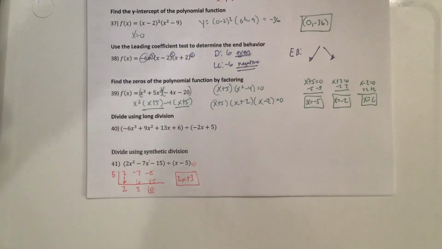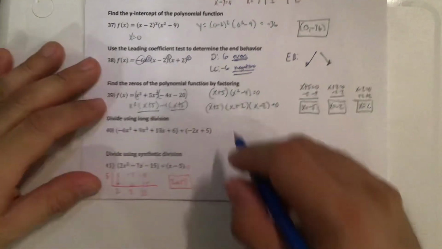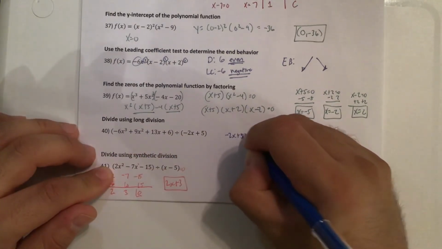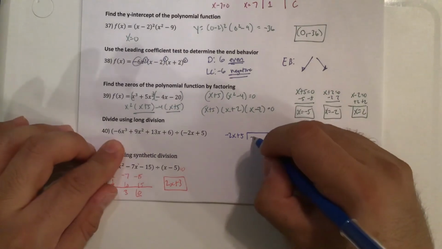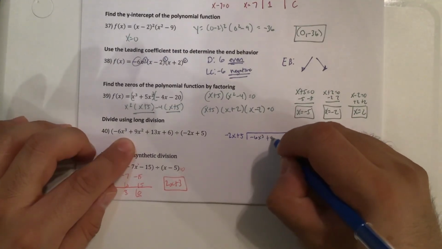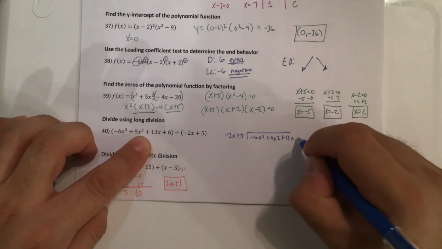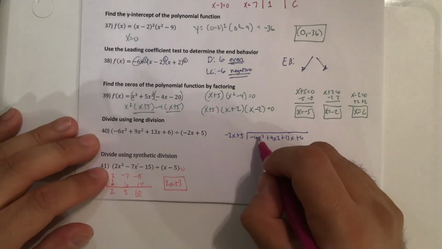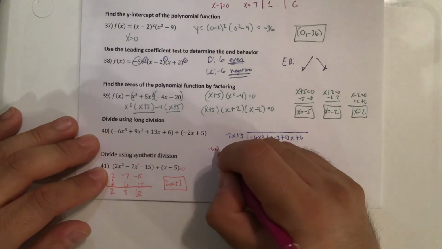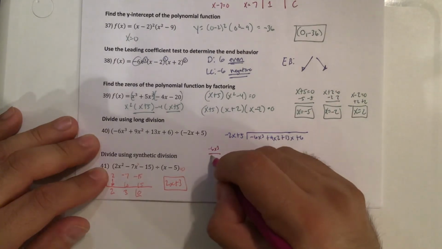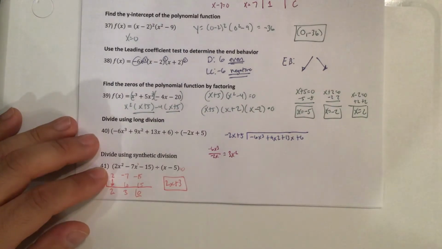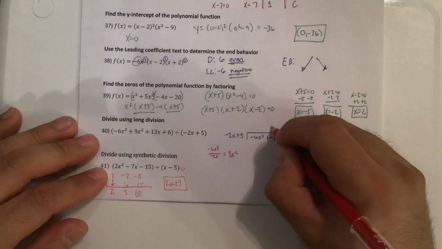All right, and for the last one, number 40, I'm going to go ahead and do long division here. So I'm going to set it up. Negative 2x plus 5 is my divisor, and there are no missing powers. For my dividend, I have negative 6x cubed plus 9x squared plus 13x plus 6. We're going to go ahead and divide these. We take the leading term of the dividend, negative 6x cubed, and divide it by the leading term of the divisor, negative 2x, which gives me 3x squared. That is going to go at the top right here.